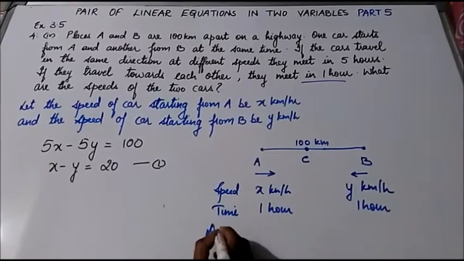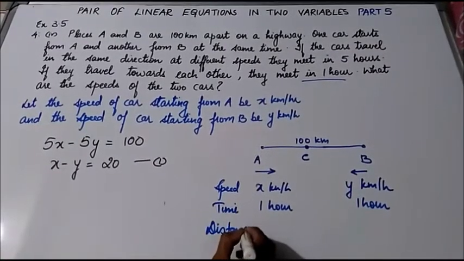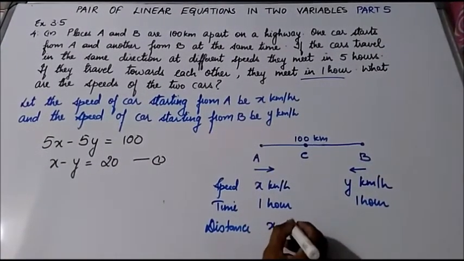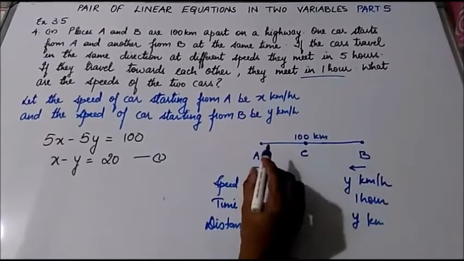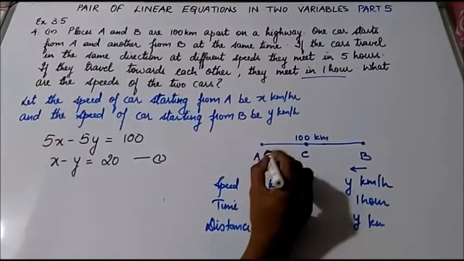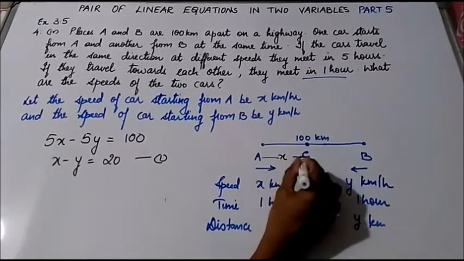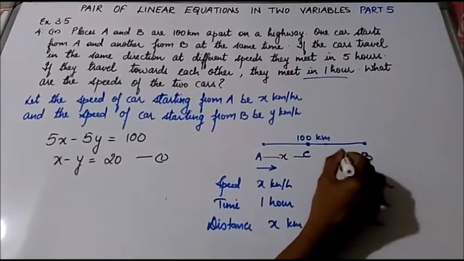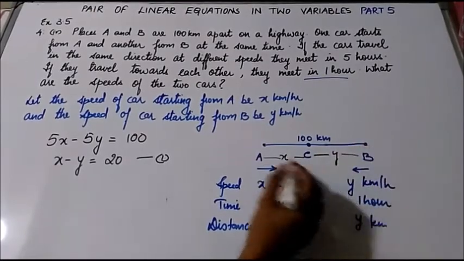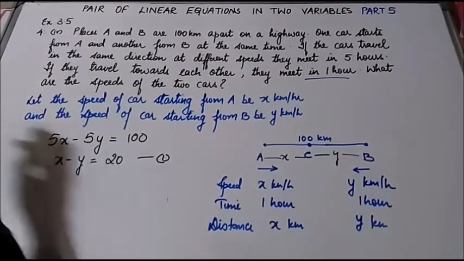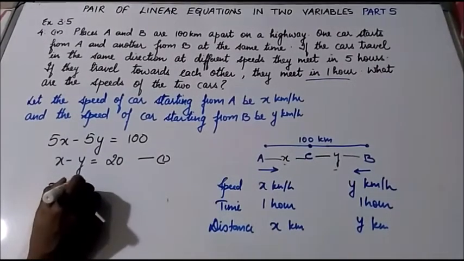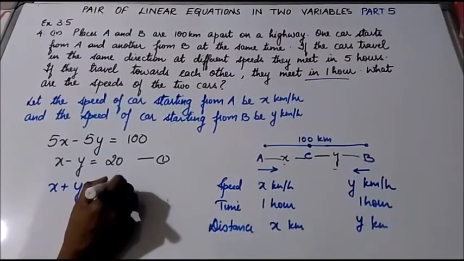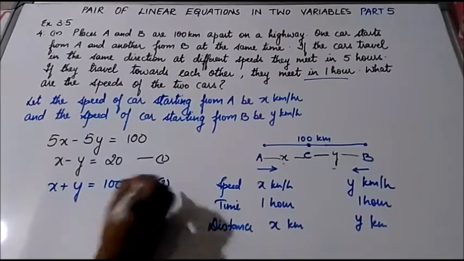As you know, distance is equal to speed into time. Here the car will travel x kilometer and here the car will travel y kilometer. That means distance from A to C is x and distance from B to C is y. Keeping this information, let us form the equation. We get here x plus y is equal to 100. This is your second equation.